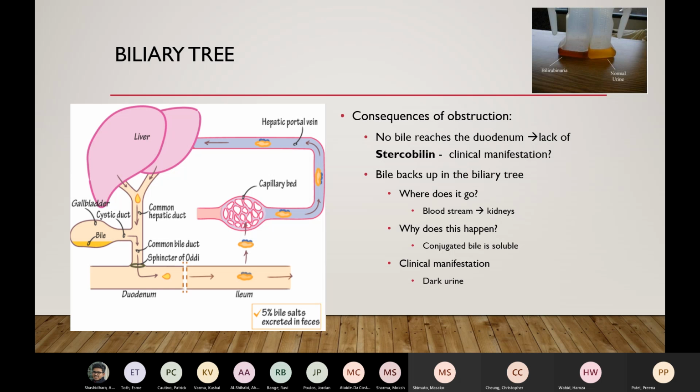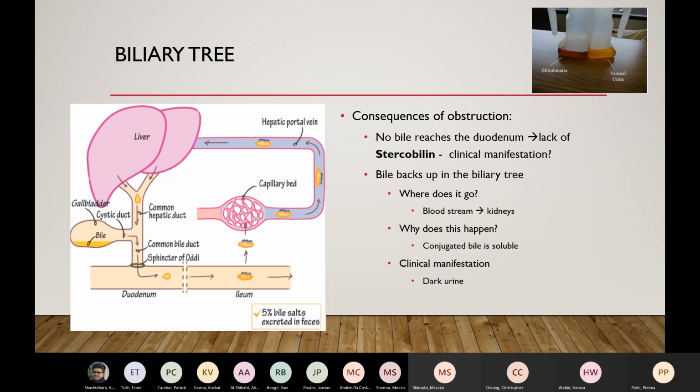Someone guess. I don't actually know. Probably it can, and then the gallbladder gets full, and then it can't. Can it go back into the liver? Yeah, exactly. So it goes into your bloodstream, and the way you remember that is because this is post-hepatic.